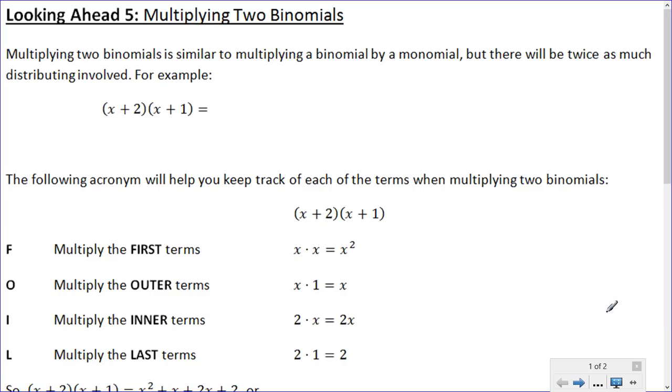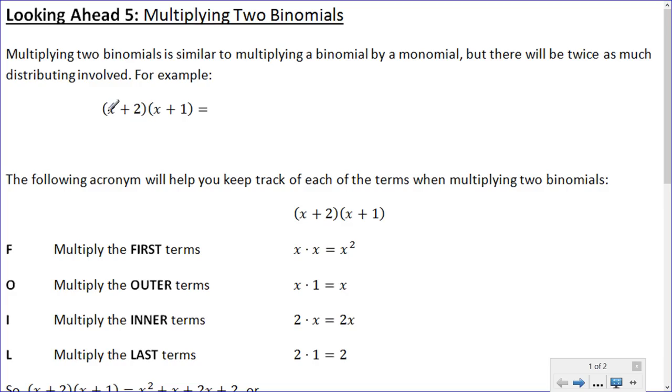Okay, let's start with section Looking Ahead 5, multiplying two binomials. Multiplying two binomials is similar to multiplying a binomial by a monomial, but there will be twice as much distributing involved. For example, if I wanted to multiply x plus 2 times x plus 1, I would have to multiply both terms of this first binomial by each of these two terms.